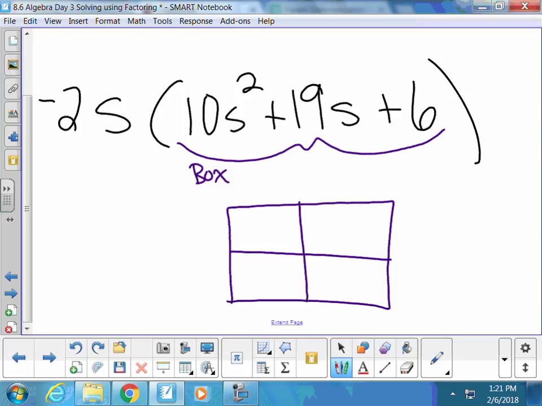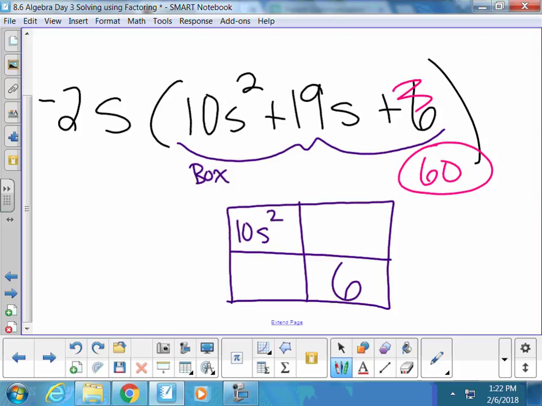We put our 10S squared in the top right box. We'll put the 6 in the lower right box. And if you're wondering what this -2S is going to do, you're going to ignore him for now, and you'll just include him in your final answer out front. But he will not be used in the box at all. All right, so 10 times 6 is 60. I'll put that number in my circle, and I'll scribble out my 6.